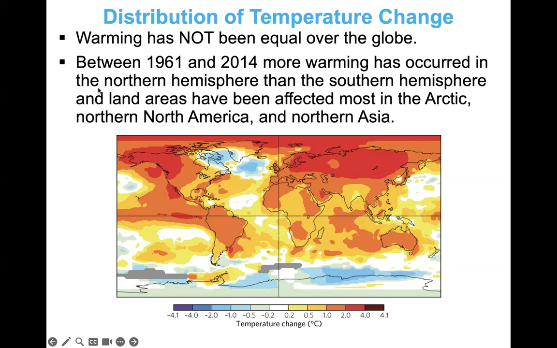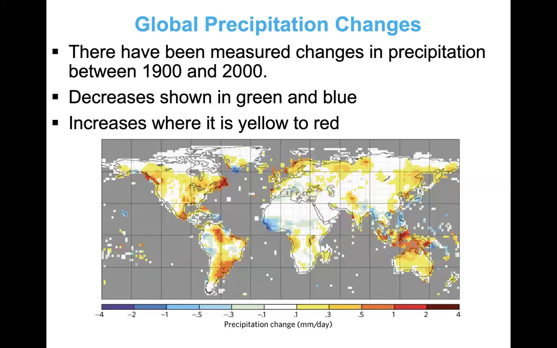Between 1961 and 2014, more warming has occurred in the Northern Hemisphere than the Southern Hemisphere. You can see clearly here more red here than at the bottom here. And of course, this is related to warming, which is related to pollution, emission of CO2, which is a greenhouse gas. Same thing, global precipitation will also change.